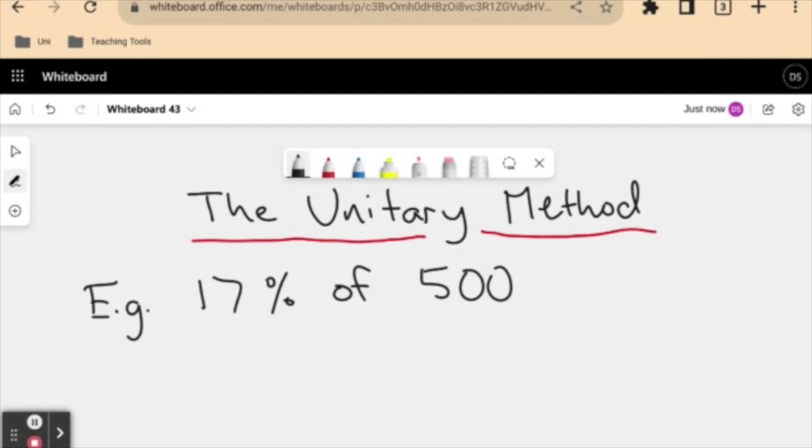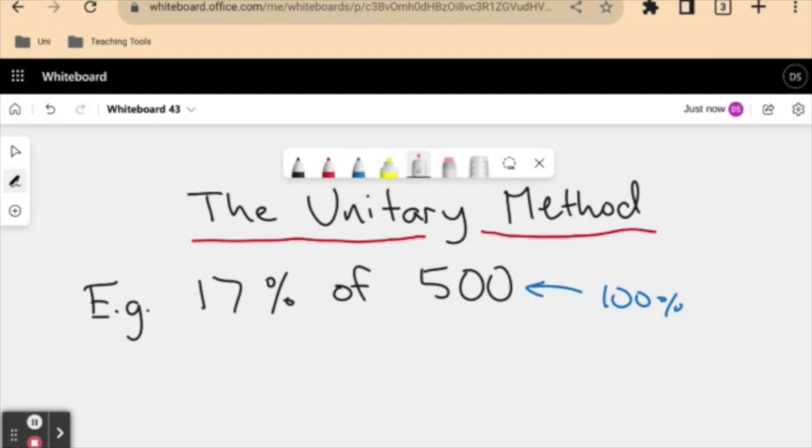So we want here to find 17% of 500, right? And like I said in a previous video, we can think of this quantity as our whole. So how do I get, without multiplying by a fraction, let's find out another way to solve this.